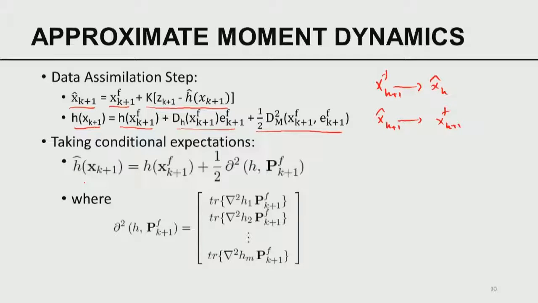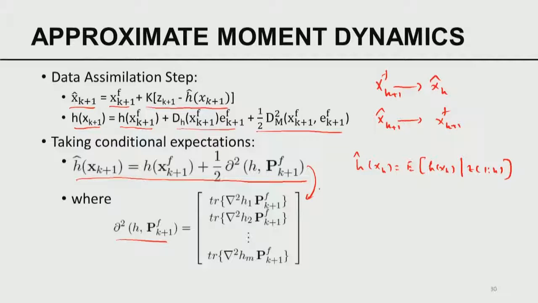conditional expectation, we already have h bar. What is h bar? Please remember, h bar of x_k is equal to E of h of x_k given z_1 to k. All these are conditional expectations. The conditional expectation of e_{k+1}^f is 0. Therefore, this is the second order accurate expression for h bar, where delta square h again follows the same second order Taylor series approximation. In view of the example, I have already incorporated all the information. So this is the second order correction term. I hope that is clear.